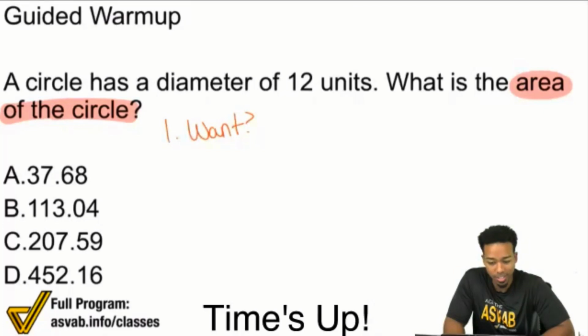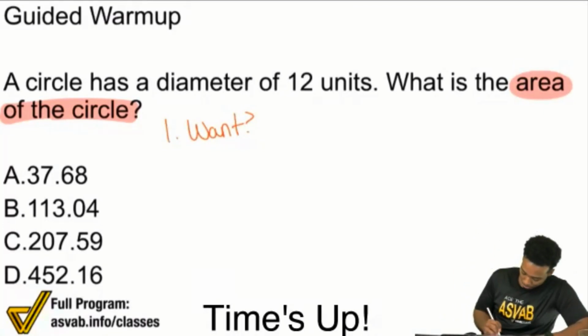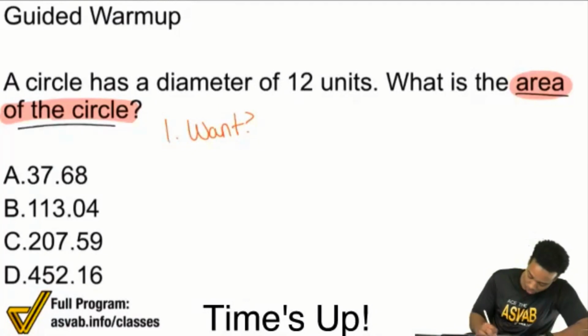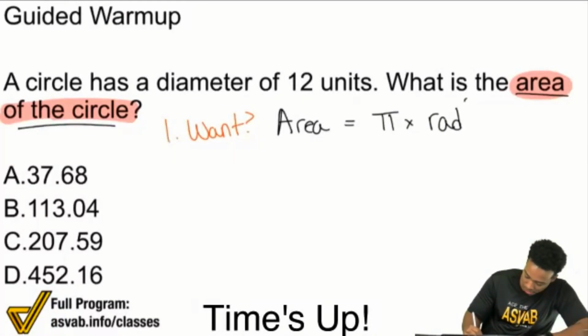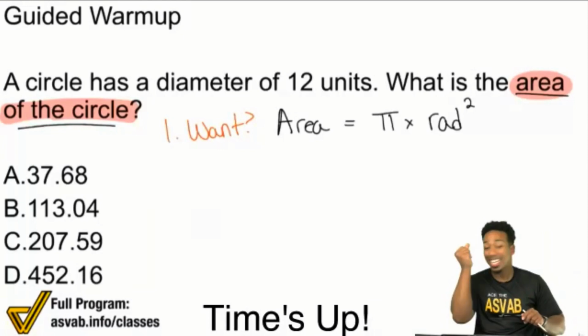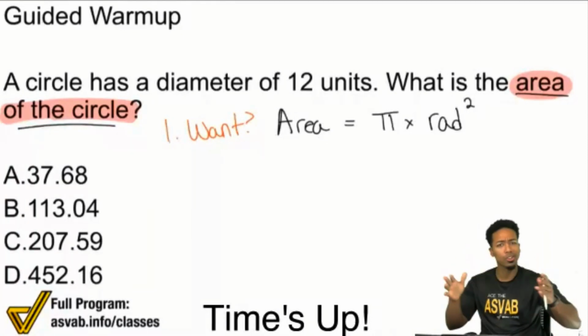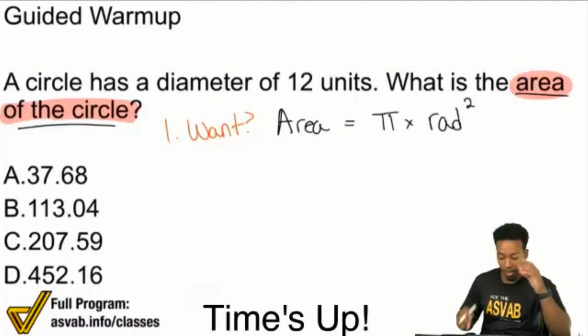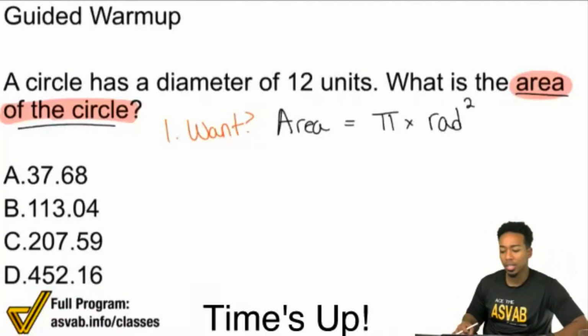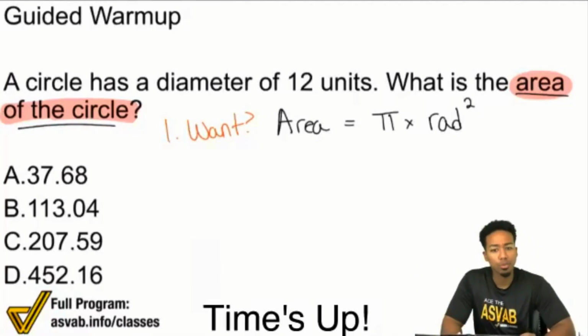Booyah, right there. So what we have here, instantly, area of a circle, we need to produce the formula. Area equals pi times radius squared. You got to produce that instantly. Not right now because we're learning, but on test day. Now that we've produced that, what is the one thing that we need to calculate the area of a circle in this problem?